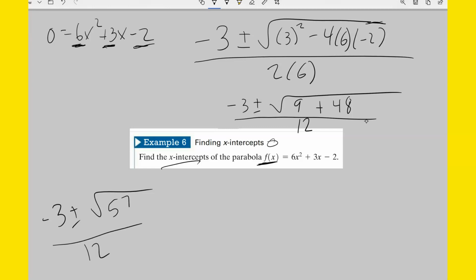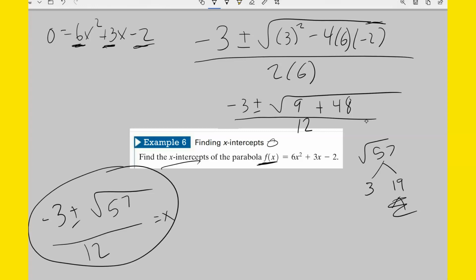All right, let me see if 57 will break down. 2 won't go into it, obviously. Will 3 go into it? Let me just tell you a trick. If the digits of a number add up to a number that's divisible by 3, then that whole number is divisible by 3. So since 5 plus 7 is 12, and 12 is divisible by 3, then 57 is divisible by 3. So this will break down to 3 and 19, but 19 won't break down at all. So this number will not simplify under the radical. So that's all I can do. This is my answer. These are the values for x.